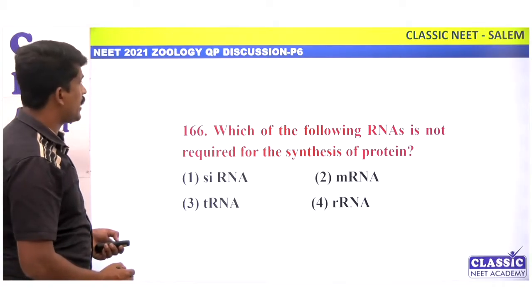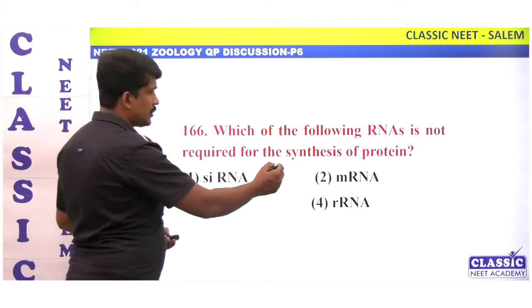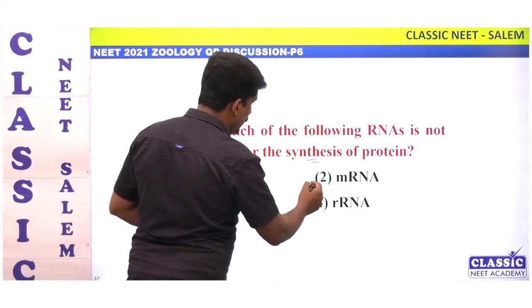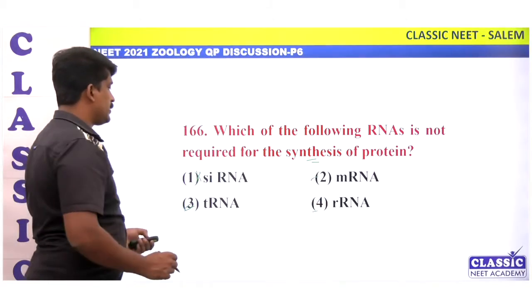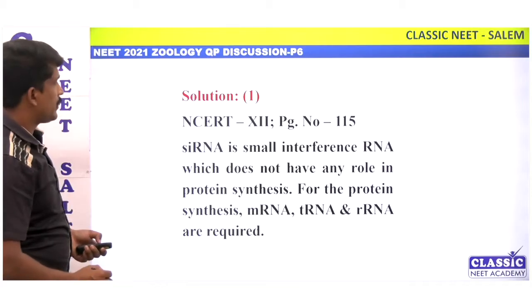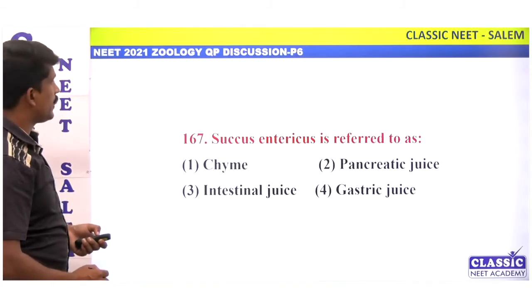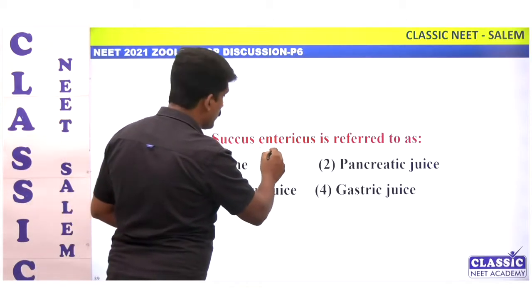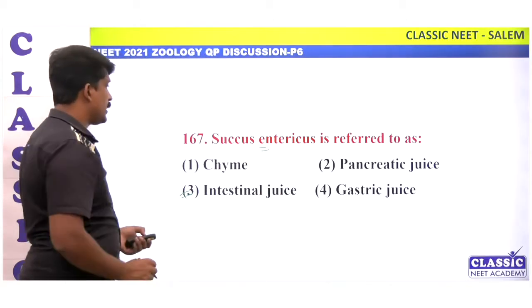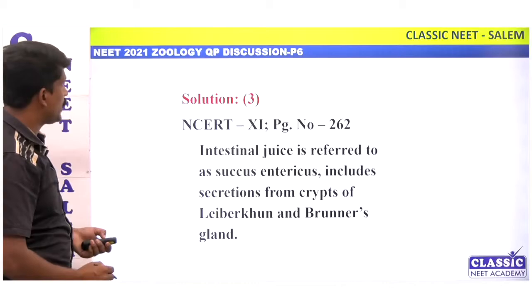Which of the following RNAs is not required for synthesis of protein? That means for translation, we need mRNA, rRNA and tRNA, but we don't require siRNA, that is small interference RNA. So that is the answer given. Succus entericus is another name for our intestinal juice. So that is another easy direct question from NCERT.